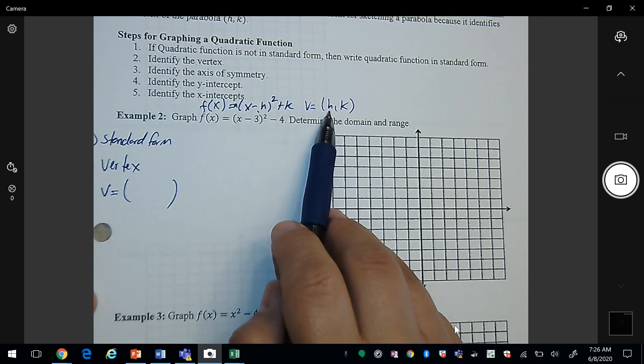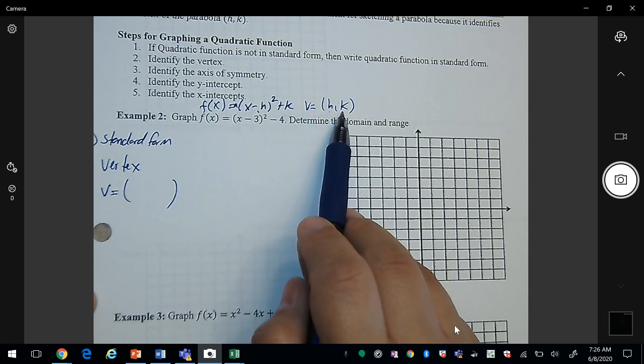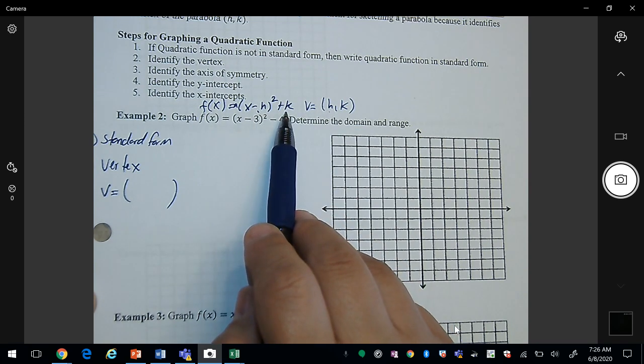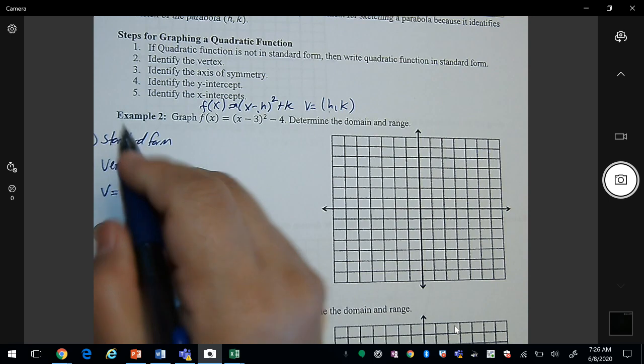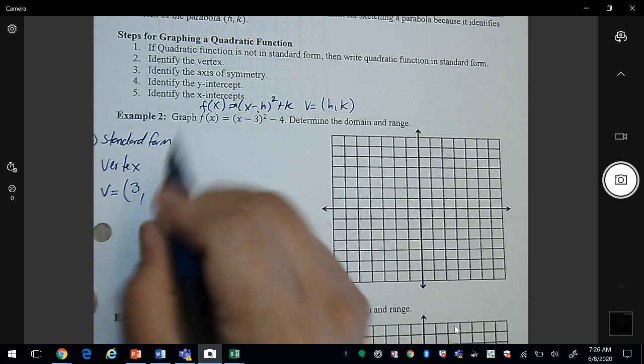So when we find the vertex, we change that sign to positive. And the k is going to keep the sign. So the first one is opposite. The second one stays as it is. So here my h is going to be the opposite of what's in here. So instead of -3, we get 3. And then my k is this outside number, which is -4.